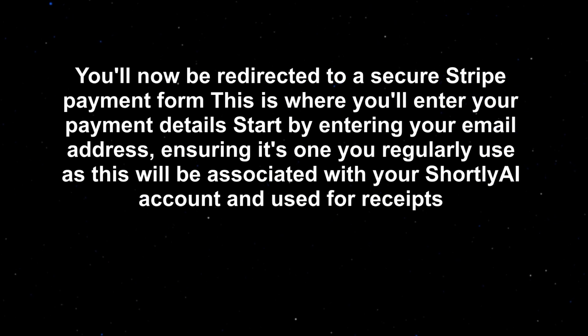You'll now be redirected to a secure Stripe payment form. This is where you'll enter your payment details. Start by entering your email address, ensuring it's one you regularly use, as this will be associated with your Shortly AI account and used for receipts.